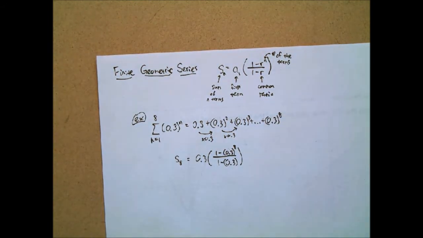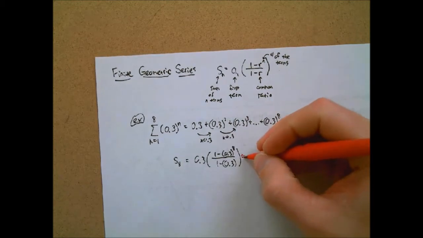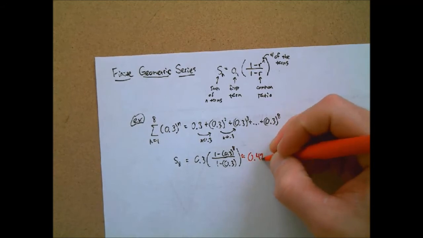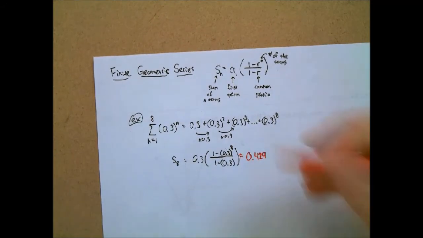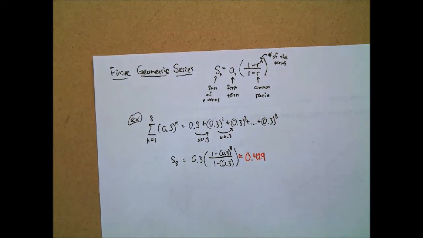Okay, and now I would strongly encourage you guys to get your calculators out, type this in, and make sure that you type it in correctly. And again, I would just recommend a healthy dose of parentheses, especially around the numerator and the denominator separately. So parentheses for the numerator, parentheses for the denominator. Your end goal should be 0.429. So if you type it in your calculator correctly, you should get 0.429.